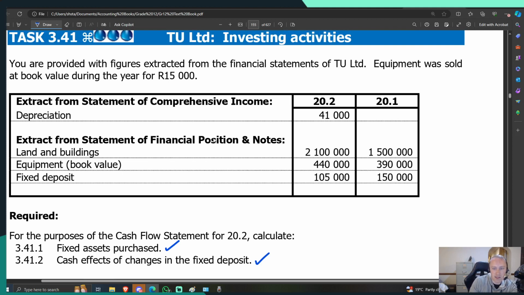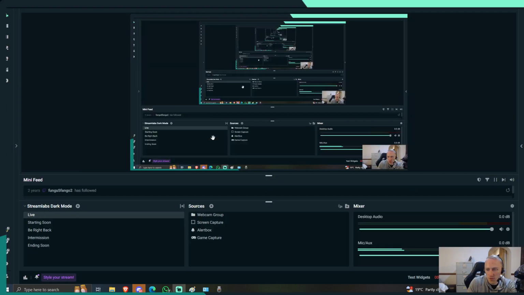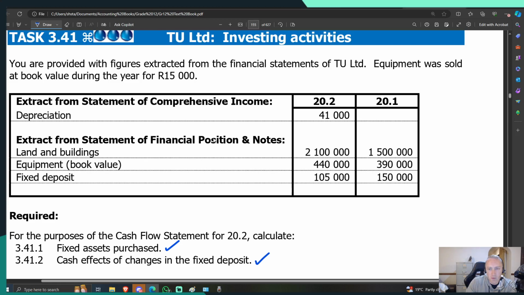Let's first do the easy thing. Change in fixed deposit. Fixed deposit at the beginning of the year was 150,000. At the end of the year, it was 105,000, which means a portion of the fixed deposit matured, which means it entered into our bank account and out of the fixed deposit account. So our cash flow into our bank account during this year was 45,000. It won't be in brackets in the cash flow statement because it's an inflow of cash.